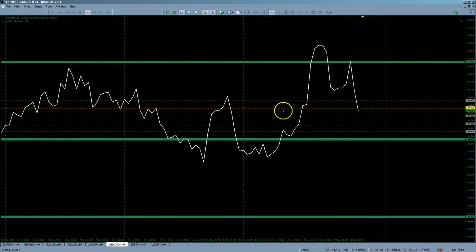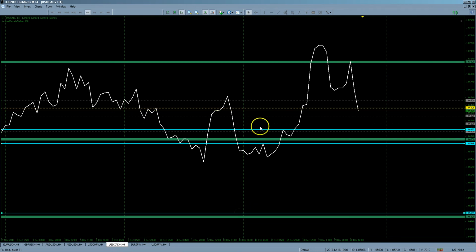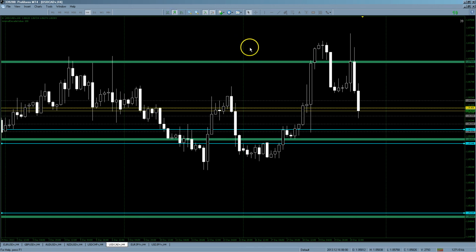So my first entry is going to be here. My next entry is going to be here, and all the way to here. So I'm buying all the way down in that. And that's all there is to it.